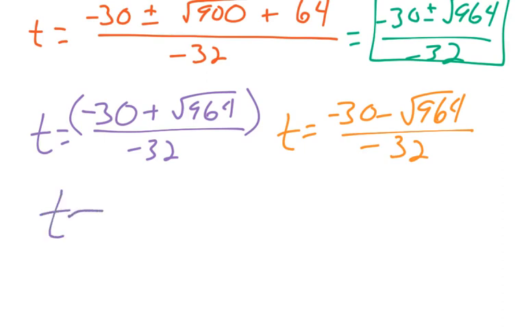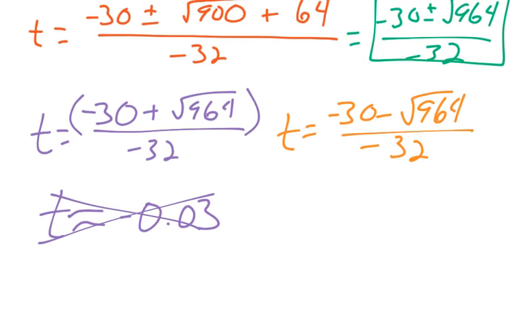What you're going to find is that t for the left one, if you do negative 30 plus the square root of 964 all over negative 32, you're going to get something along the lines of negative 0.03. And that's not really going to make sense because you can't have a negative time, just like you can't have a negative distance. You can't go backwards in time. So this one is probably not going to be our answer.